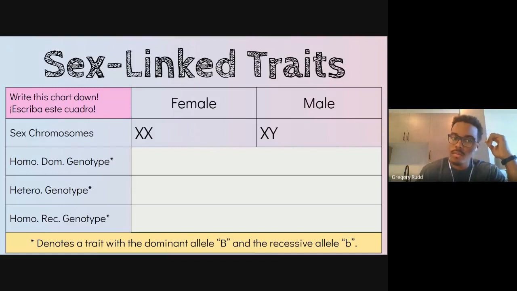What about, if I have a female who is homozygous dominant, and let's just use a random trait that we're going to use the letter B for. So a capital B is used for the dominant allele, and a lowercase b would be used for the recessive allele. So a female who is homozygous dominant, does anybody have any idea of what that would look like?